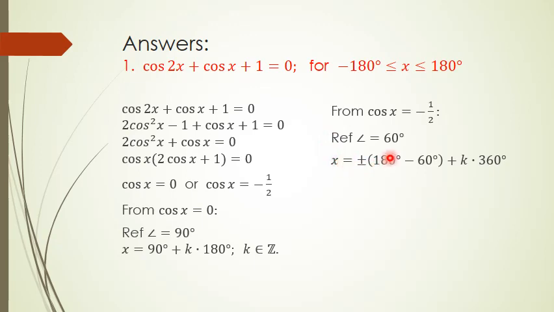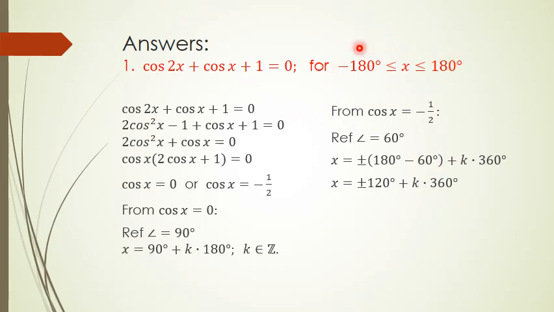So that's x equal to plus or minus 180 degrees minus 60 degrees. That's the second quadrant solution, plus k times 360 degrees. And simplifying that, we get x equal to plus or minus 120 degrees plus k times 360 degrees. Now we have the general solutions.